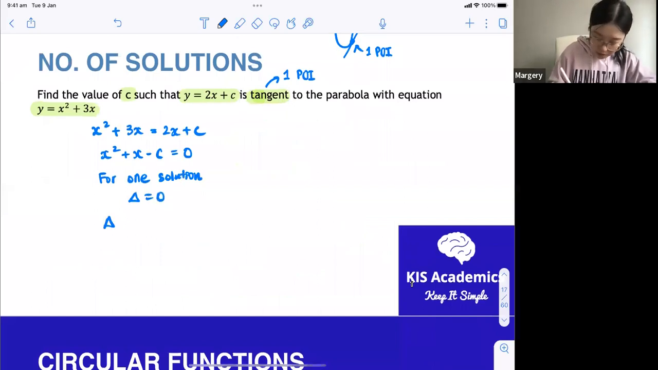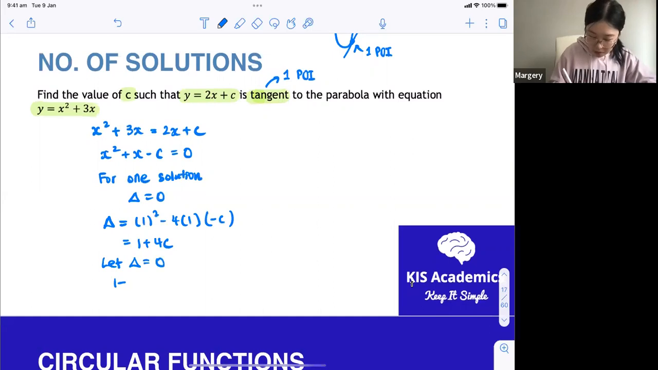So our discriminant is equal to b squared minus 4ac, which is 1 squared minus 4 times a, which is 1, times c, which is minus c in this case. So we have 1 plus 4c. We need to let the discriminant equal 0, so we get 1 plus 4c equals 0. So c is equal to -1/4, and that would be my answer for c.